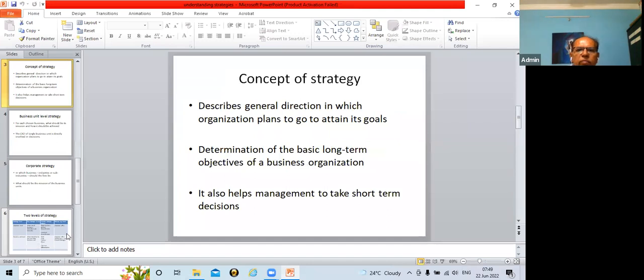Then the concept of strategy also we learned at the beginning of the session. Strategy is nothing but what gives us the general direction in which the organization plans to achieve its goal. Then strategy could be for long term as well as for short term. Not necessarily always for long term. Strategy is also for short term.